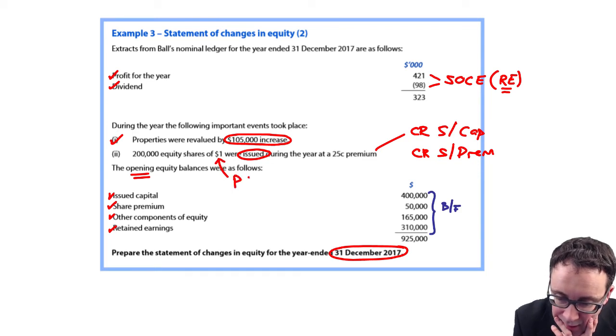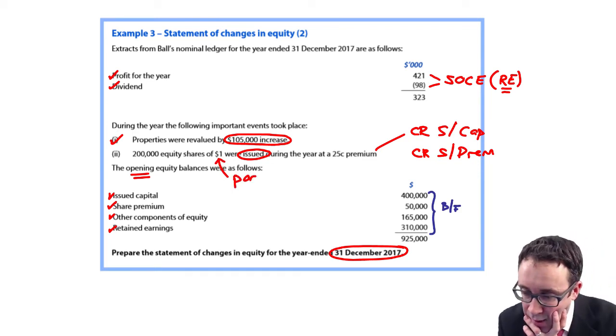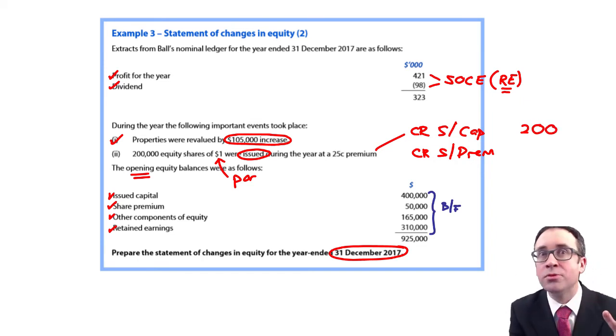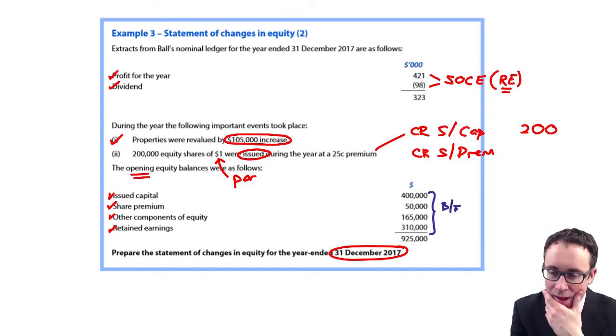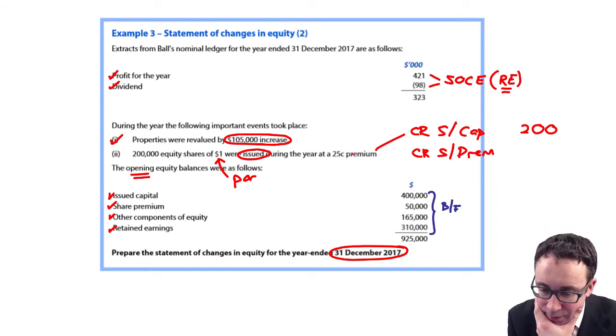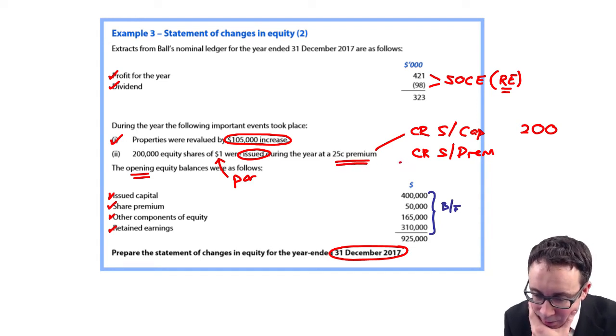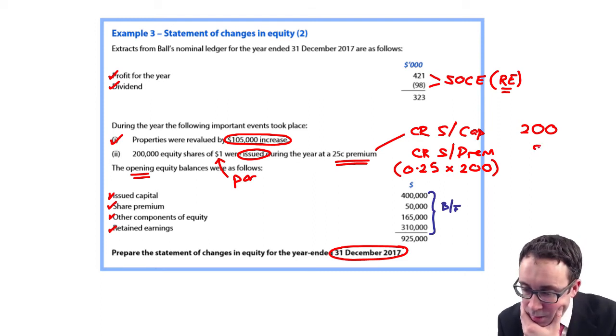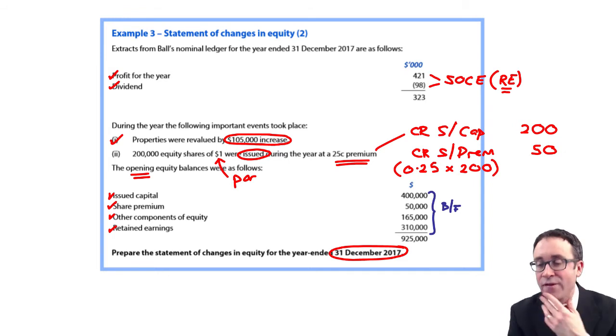So that there is the par value. So the share capital will be 200, won't it? 200,000 multiplied by 1 is 200,000. And then you've got the premium. Okay, so premium is above the par value. So that there is 0.25 multiplied by the 200,000. So does that go through there and give you 50?